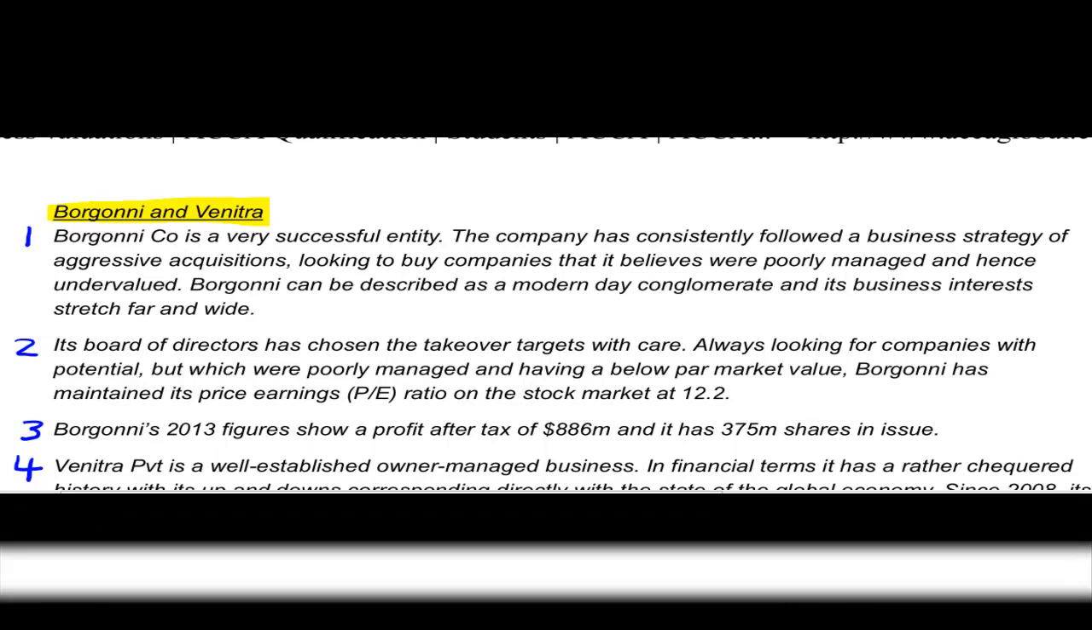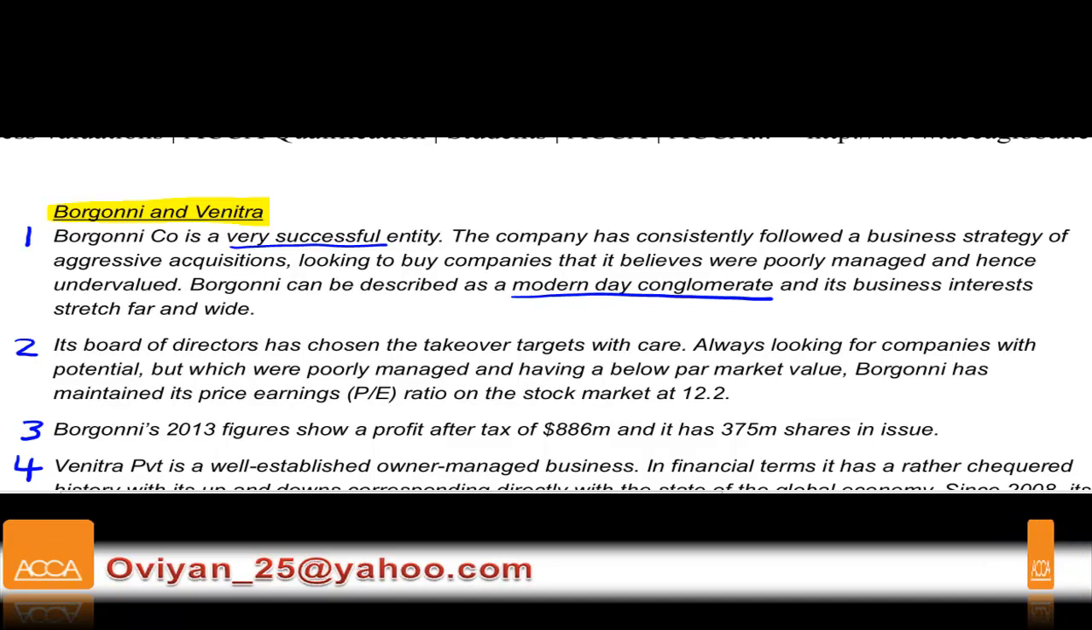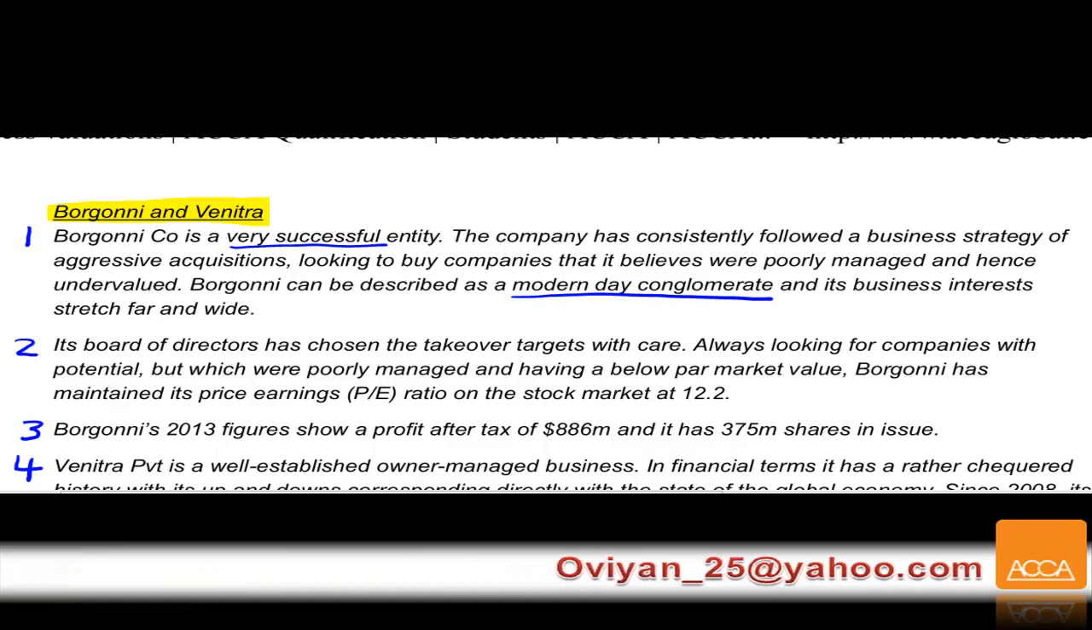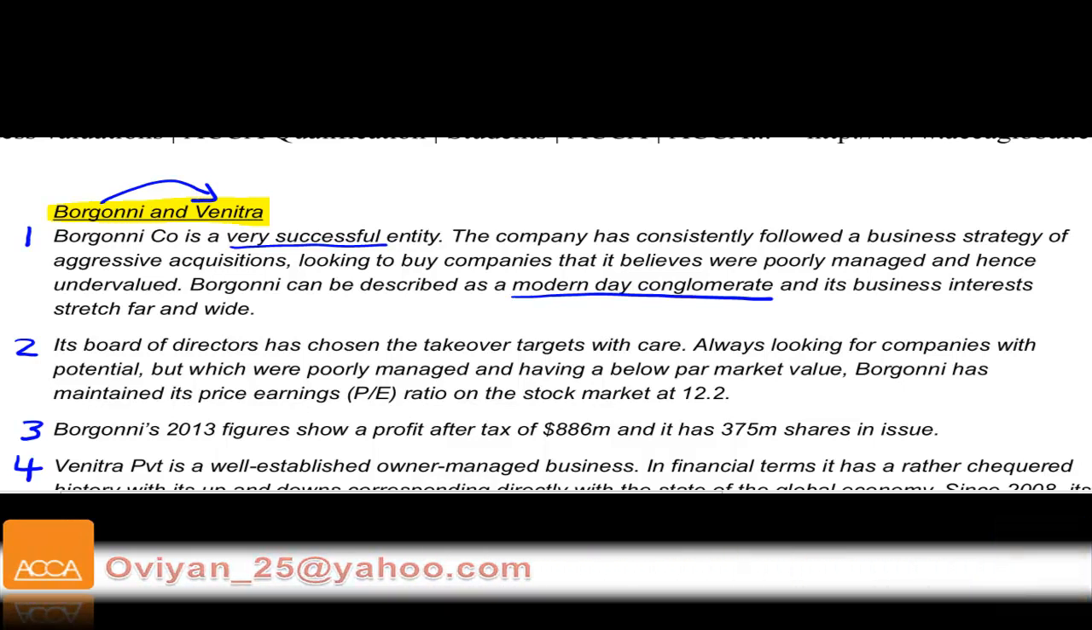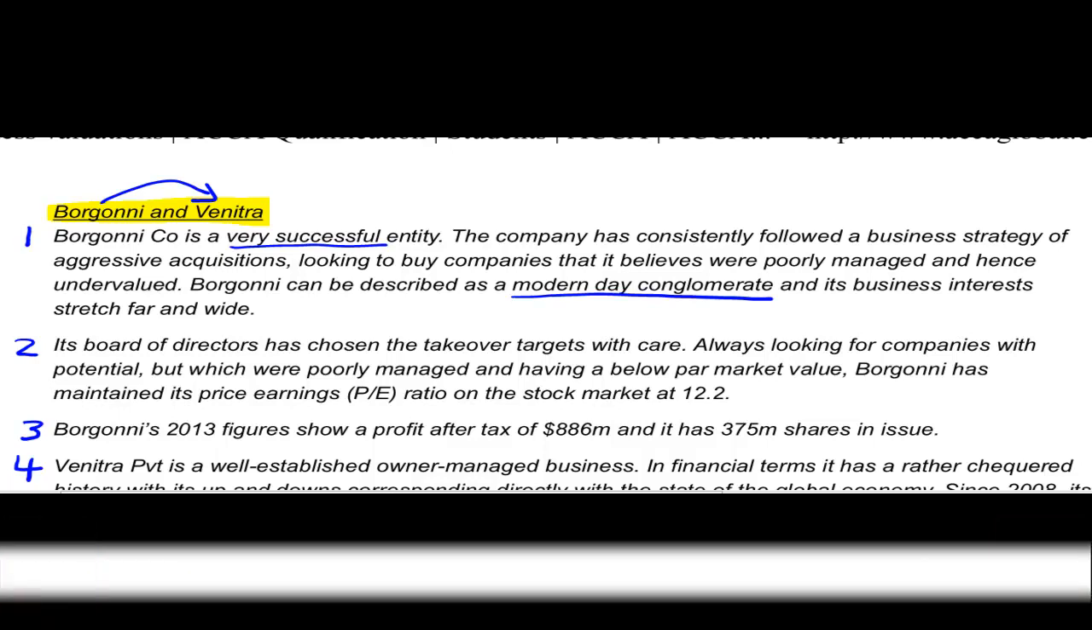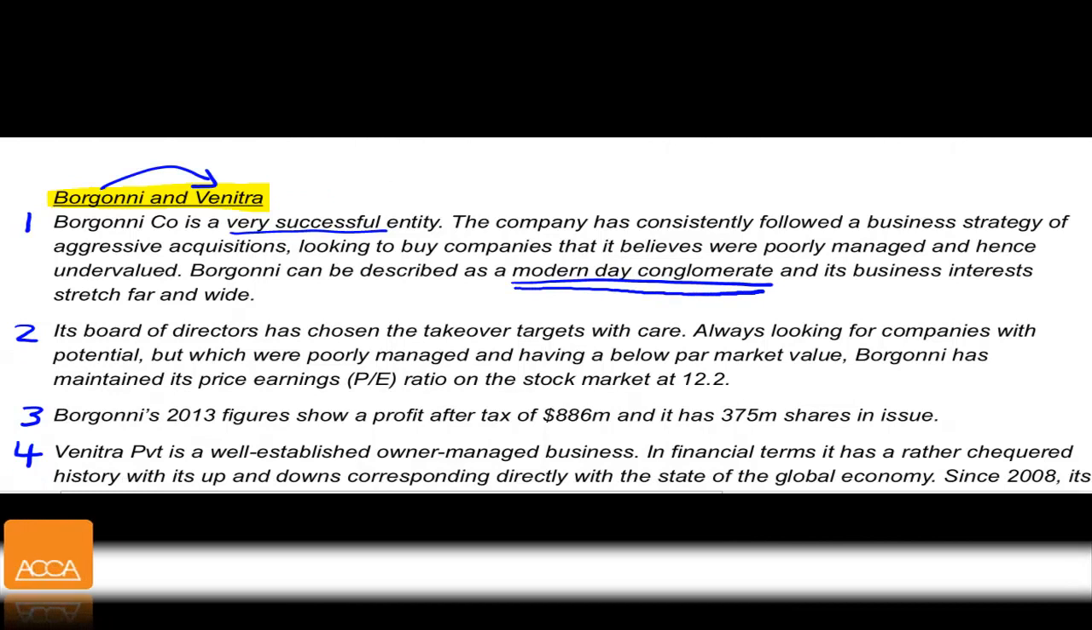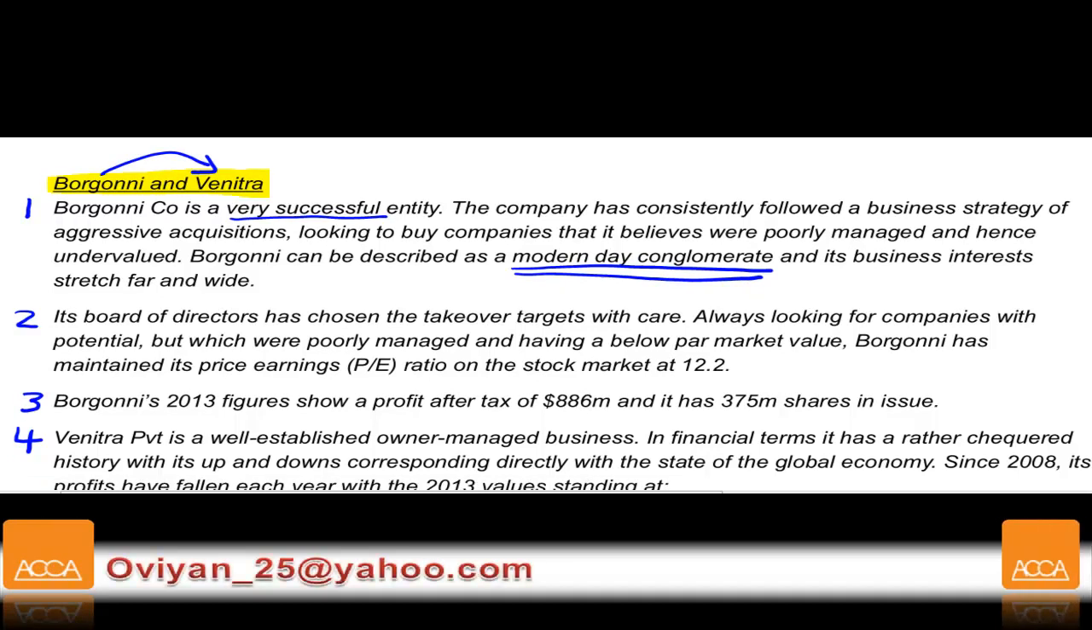Now what we can stress here is that they're telling us that Bergoni is a very successful entity. It's a modern-day conglomerate. Now, a conglomerate is a company with many different industries. That means it may be fully diversified. If it is going to take over Venitra, and currently they are fully diversified, that means they will not experience any more risk reduction as far as the unsystematic risk is concerned. So if it's fully diversified, they might not have any change in business risk, unless they are not fully diversified, in which case they may see some risk reduction.